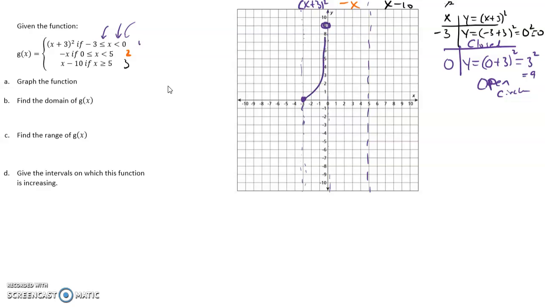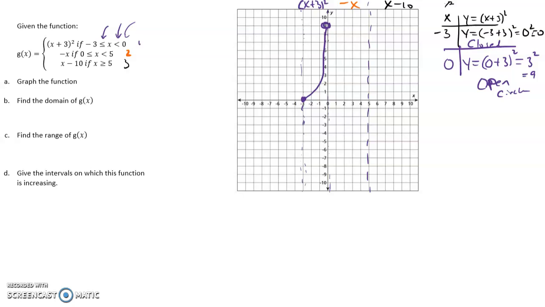And now it looks like this might be a straight line, but it's actually a parabola because you see that squared right there. Remember that the parent function is a parabola, so this may not be exactly right, but that's what it should be looking like, a parabola between -3 and 0.